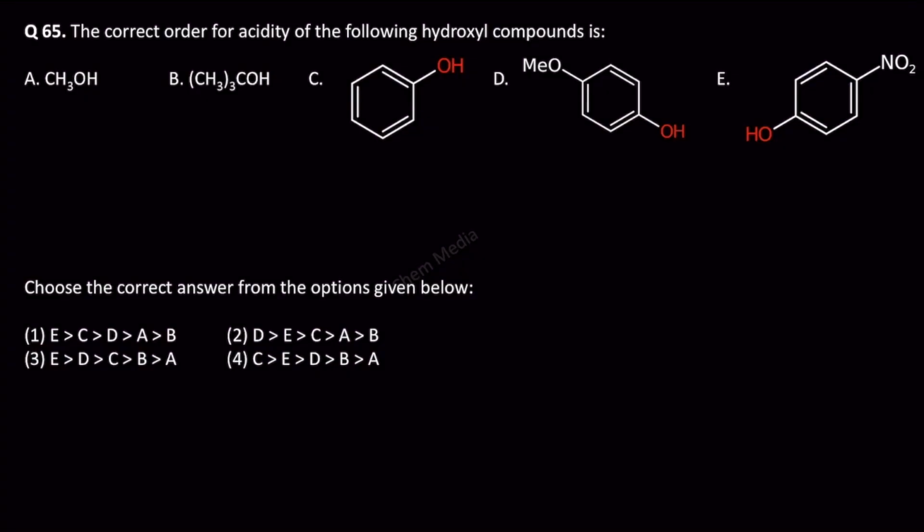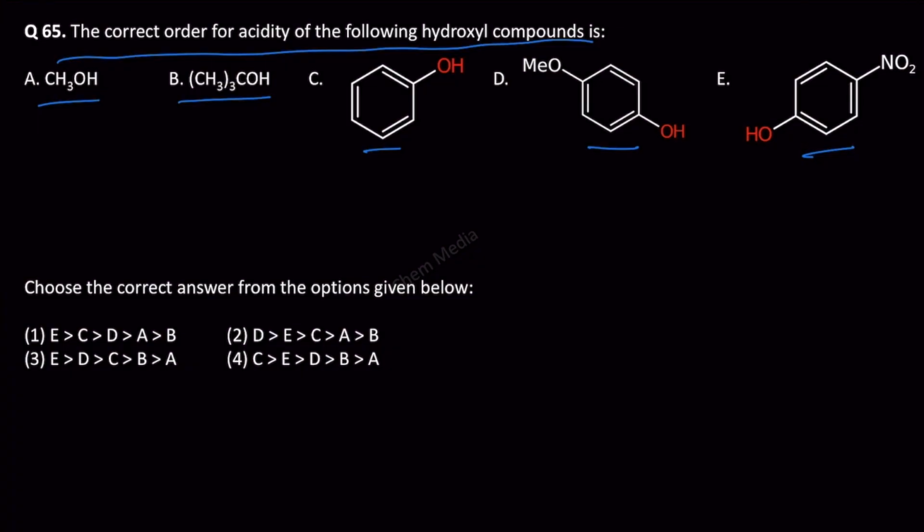The correct order for acidity of the following hydroxyl compounds is which one? We have methanol, tertiary butyl alcohol, and then phenol, and then para-methoxyphenol and para-nitrophenol.